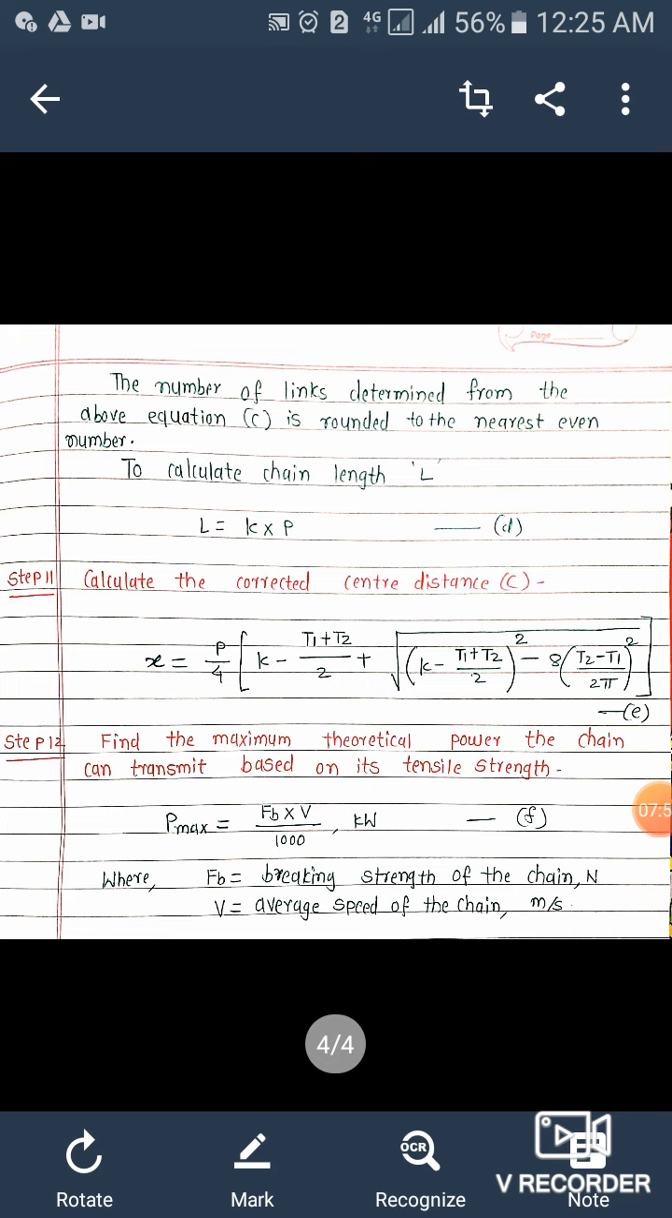And step number 12 is to find the maximum theoretical power the chain can transmit based on its tensile strength. So Pmax is equal to Fb into V divided by 1000. This is in kilowatts, equation number F, where Fb is the breaking strength of the chain in Newton and V is the average speed of the chain in meters per second.